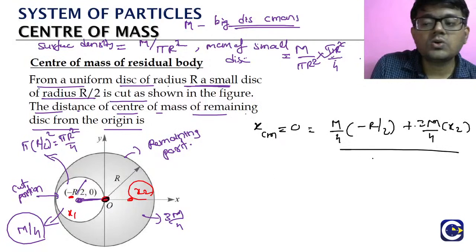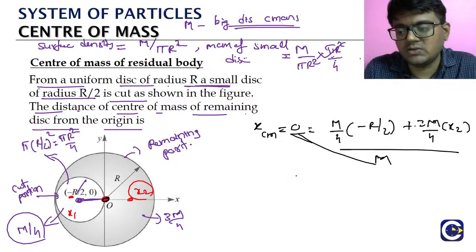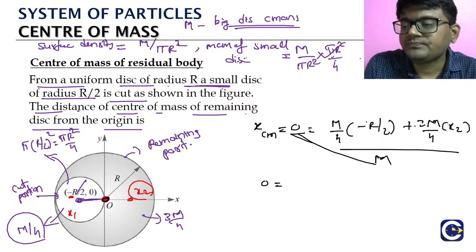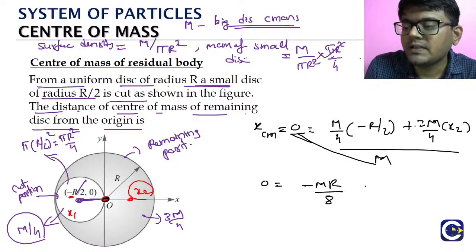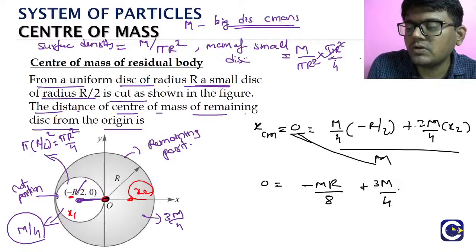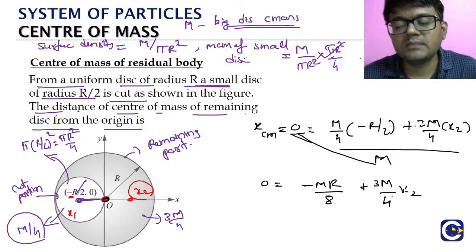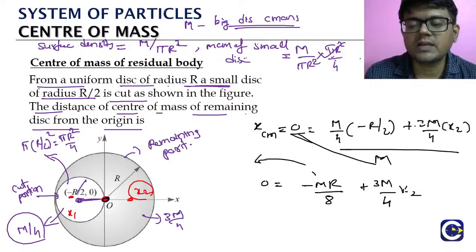Divided by total mass, which is capital M. Now see, if you bring this to the left side, that will anyway be 0. 0 into something means 0. So here 0 is equal to minus mr by 8, plus 3m by 4 into x2. What is it, minus mr by 8 plus 3m by 4 into x2. From this we have to calculate the value of x2.